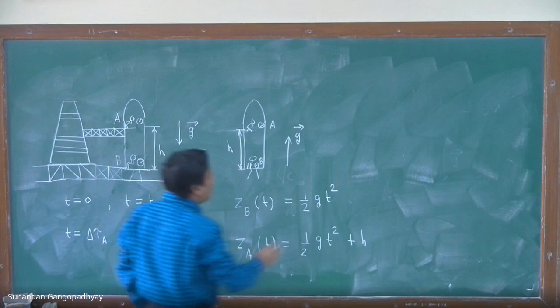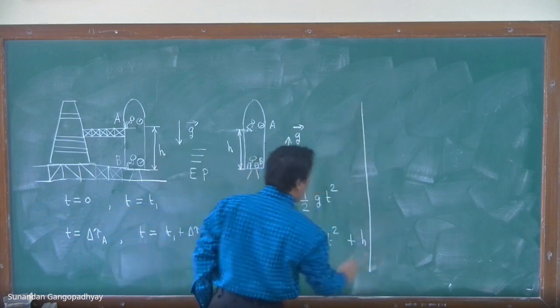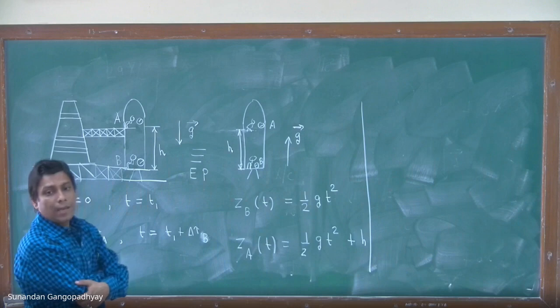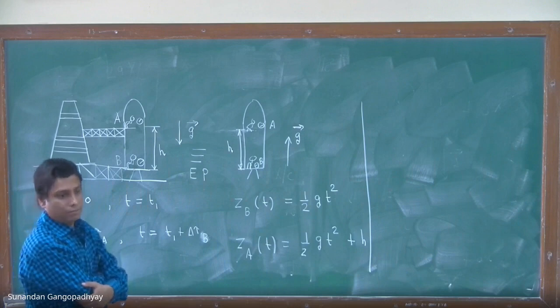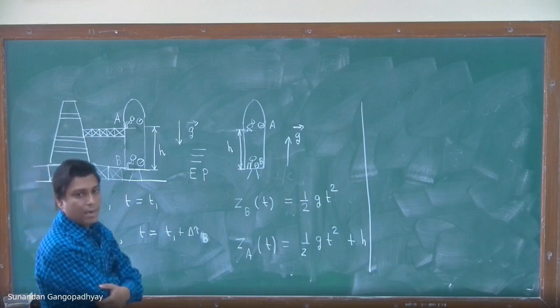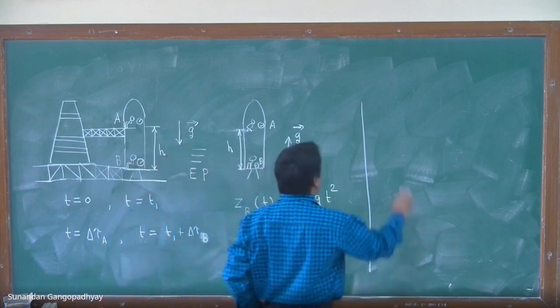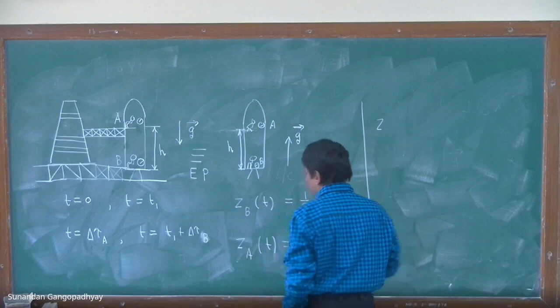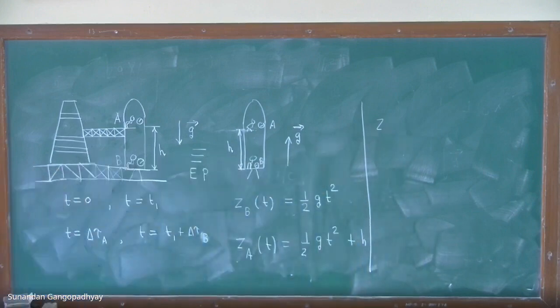So now, with these equations, let us calculate the distance traveled by the first pulse. So what will be the distance traveled by the first pulse? Just see the sign. The sign is quite important.